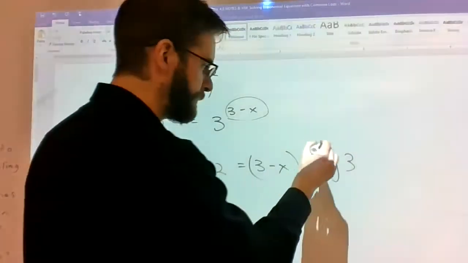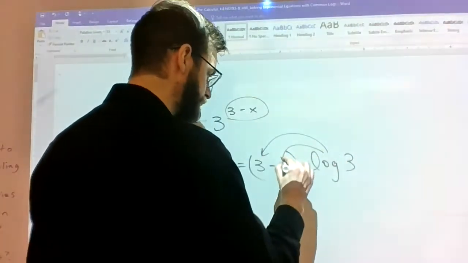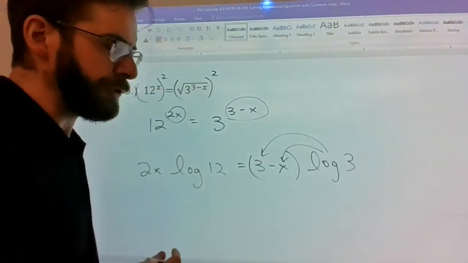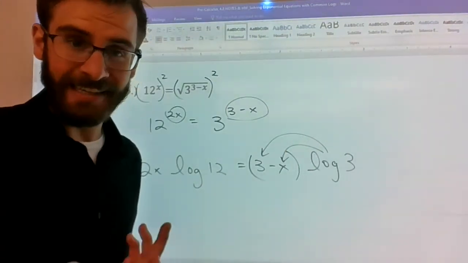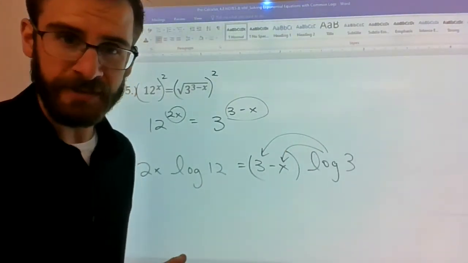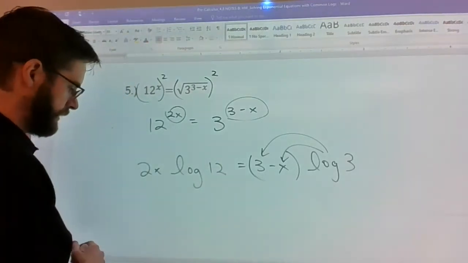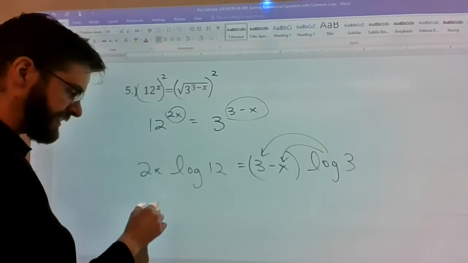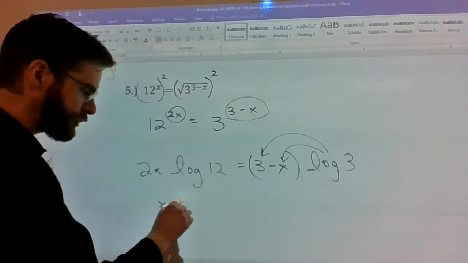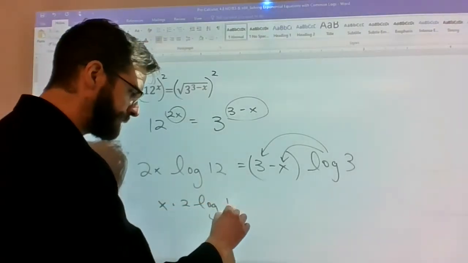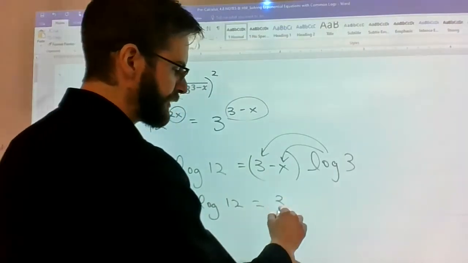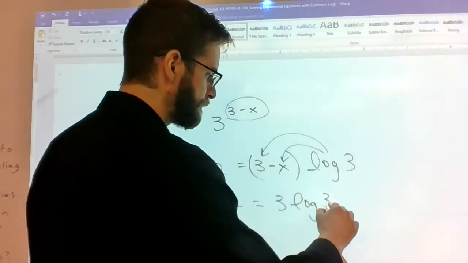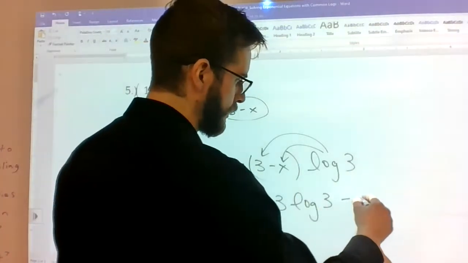Now I can distribute both of these. By the way, if you want to see what this looks like by just keeping them as logs and not doing the decimal dance, here's what it looks like. So 2 times x times log of 12. Hey, you know what? This is the same as x times 2 of log 12. Right? And this is 3 log 3. And this is minus x log 3.